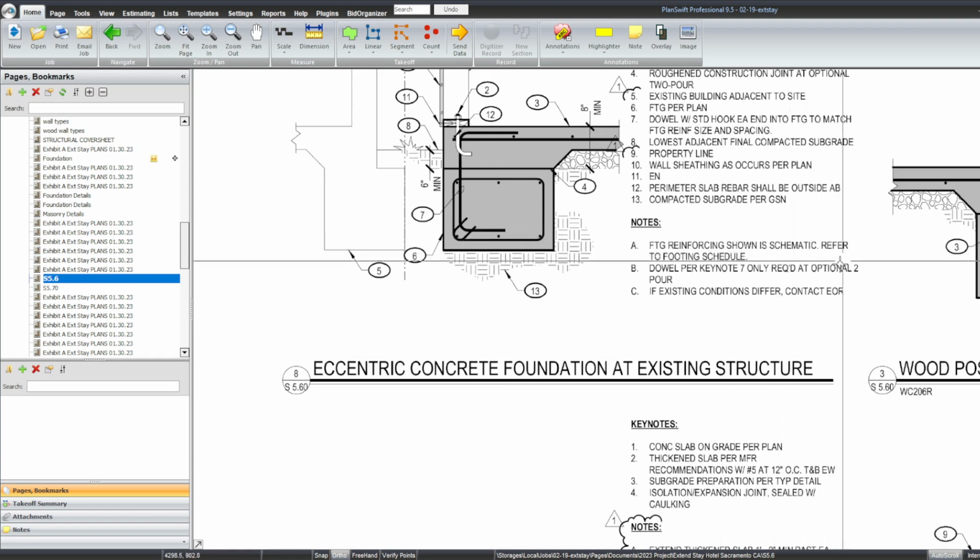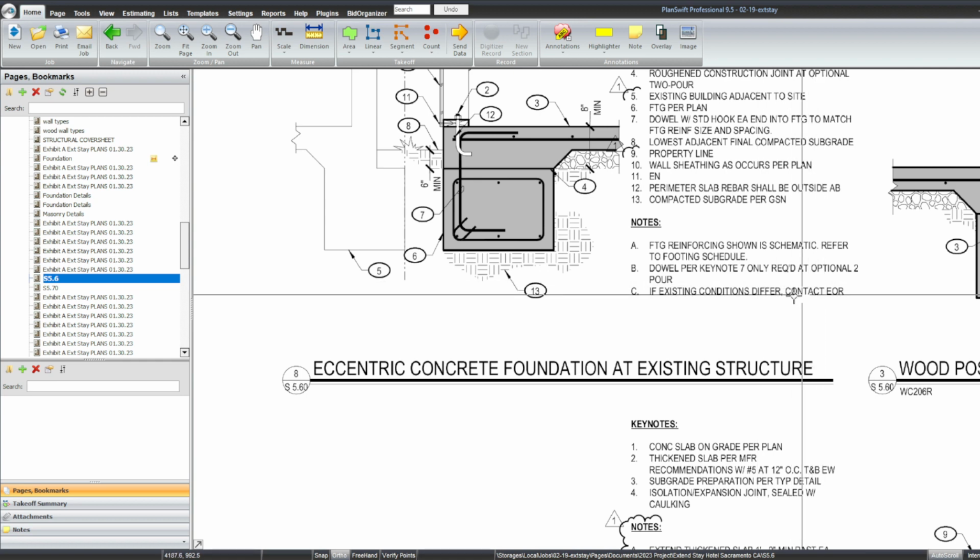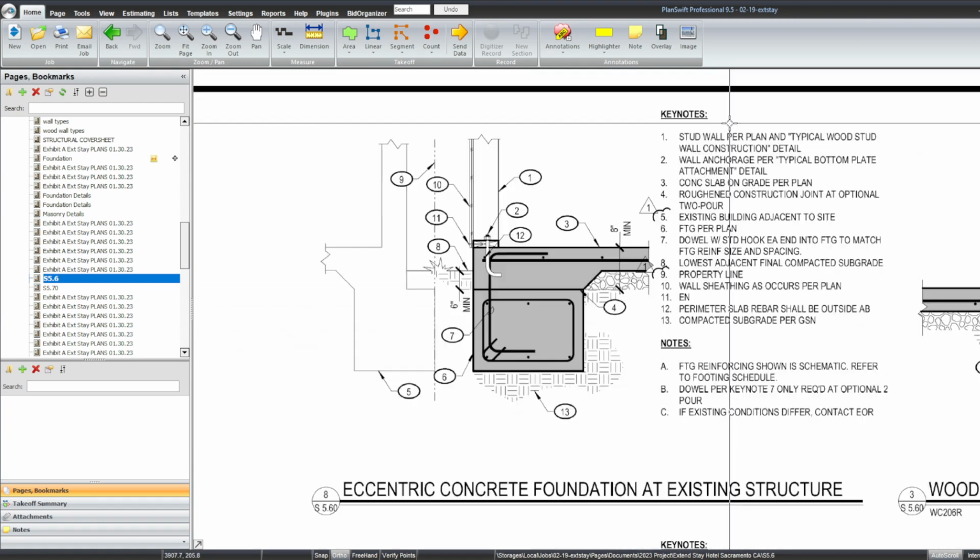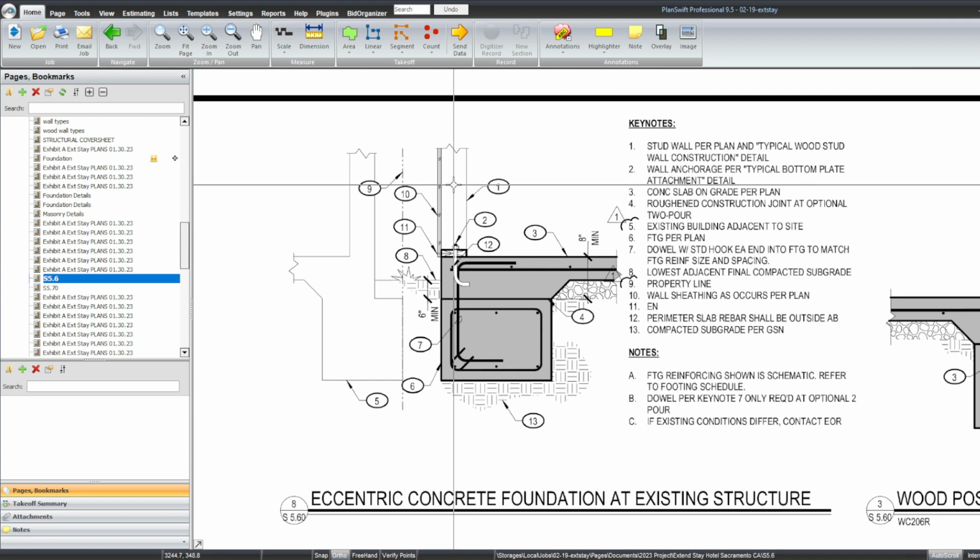Footing reinforcing shown in schematic, dowel per keynote 7, only required at optional 2, pre-existing conditions differ, contact engineer of record. All right. So yeah, remember everything on here is either telling us what something is or telling us to do something. In this case, it's telling us what everything is. Because we are in the structural set, it's only going to detail the structural components in the picture.